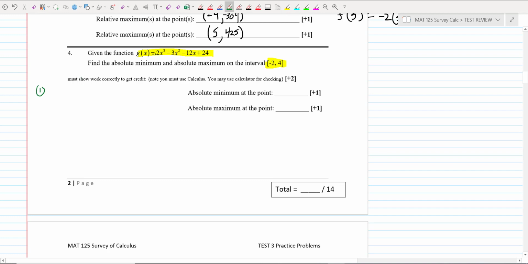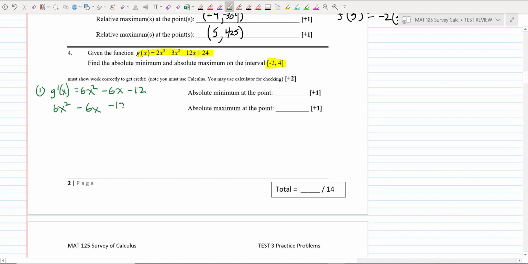So the methodology that we learned to do on this, the very first thing that you want to do is find critical numbers. So we want to start by doing the first derivative, and that's going to be 6x squared minus 6x minus 12. That's always defined. This is a continuous function. The derivative is continuous. It's always defined. So set it equal to 0.